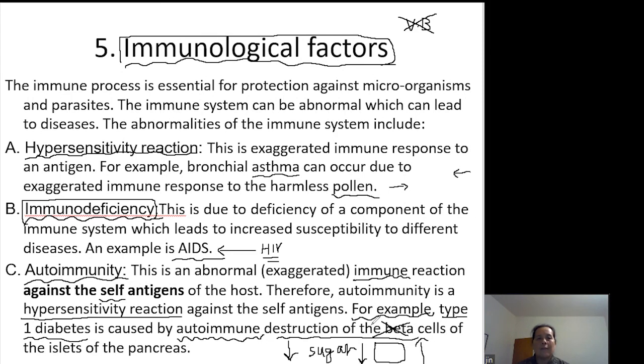So that's what we say about autoimmunity disorder, still another severe kind of situation. We have a lot of illnesses related to autoimmunity disorder.